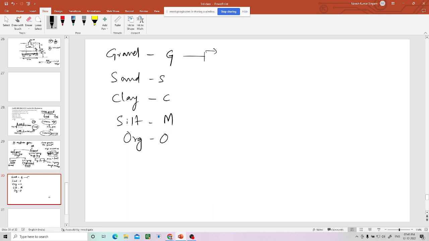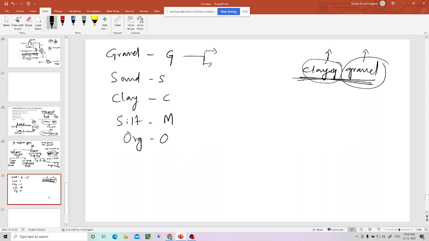gravel, like that. So for that, suppose there is some percentage of silt present in the gravel, some percentage of the clay is present in the gravel. That means what? It's clayey gravel. See, if somebody is saying clayey gravel, that means a lesser percentage of clay is there, and a greater percentage of gravel is there in that soil.